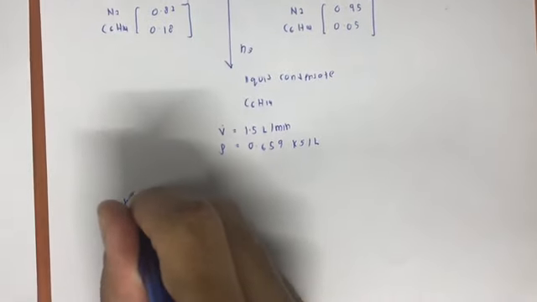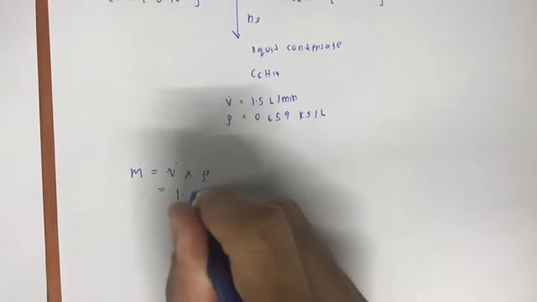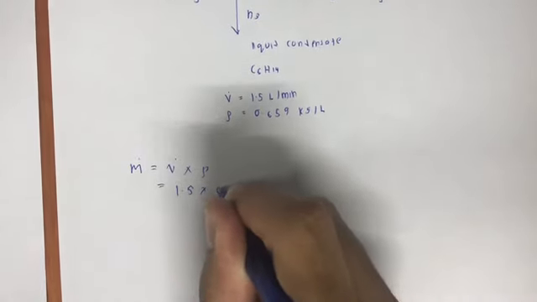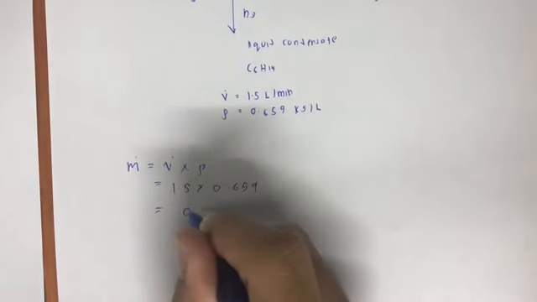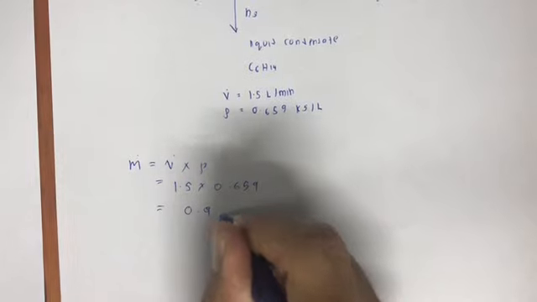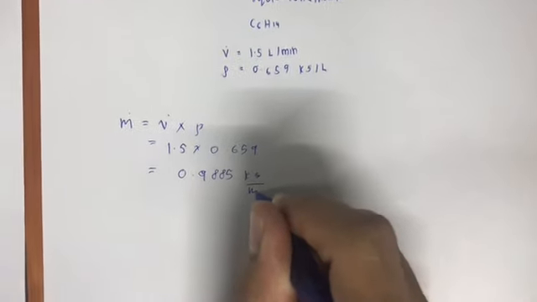So mass flow rate is equal to volumetric flow rate times the density, which is 1.5 times 0.659, and that gives us 0.9885 kg per minute.